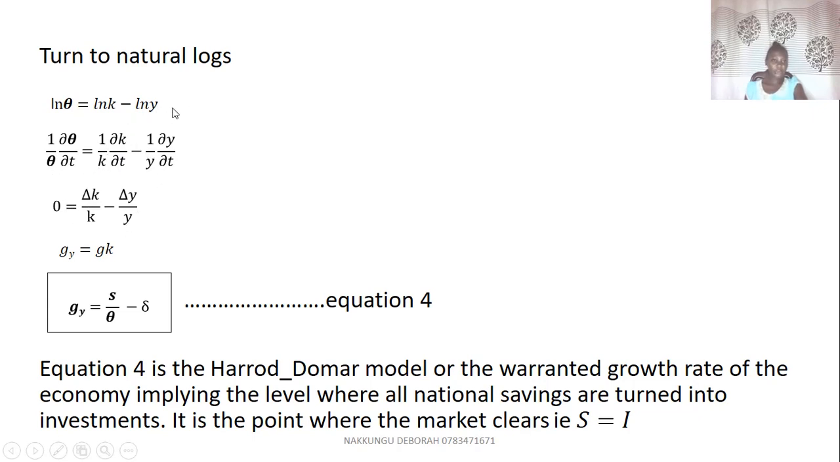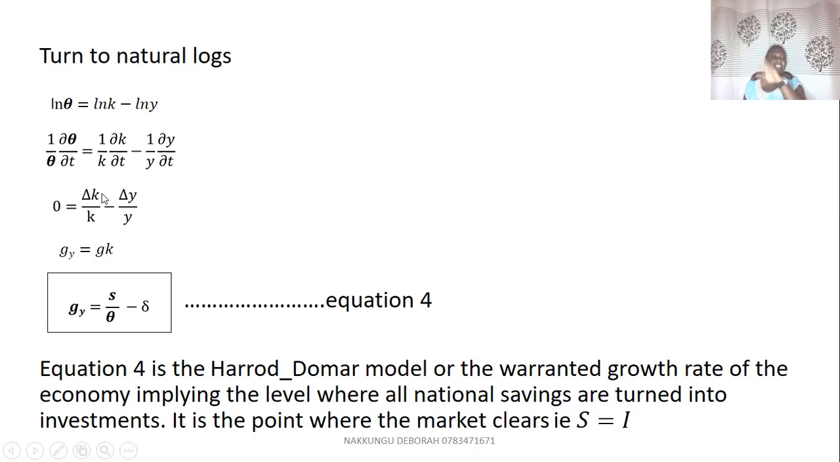The same applies to ln y. If we differentiate it, we come up with 1 over y dy dt. So the dy dt is the change in y, then times the 1 over y, which gives us the change in y over y. Now as I told you, this change in k over k is the growth rate of what? Of capital. And the change in y over y is the growth rate of output. So you can represent this with a gk and this with a gy, meaning growth rate of capital and growth rate of output respectively.